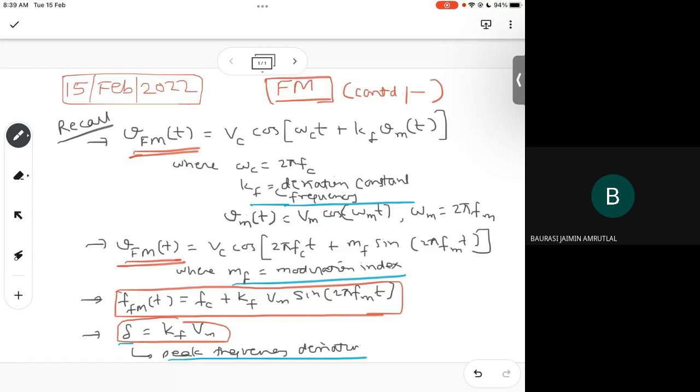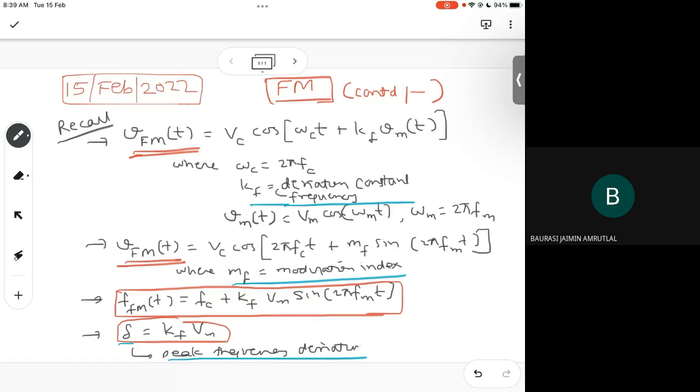So we introduced this parameter, modulation index, which we are going to discuss now in detail. And then we have another parameter, which is called the peak frequency deviation, delta, which is KFVM. How my frequency is changing from FC to something else is given by this, determined by the modulating signal. So this is a summary of what we learned in the last lecture, and we have done certain examples based on that.